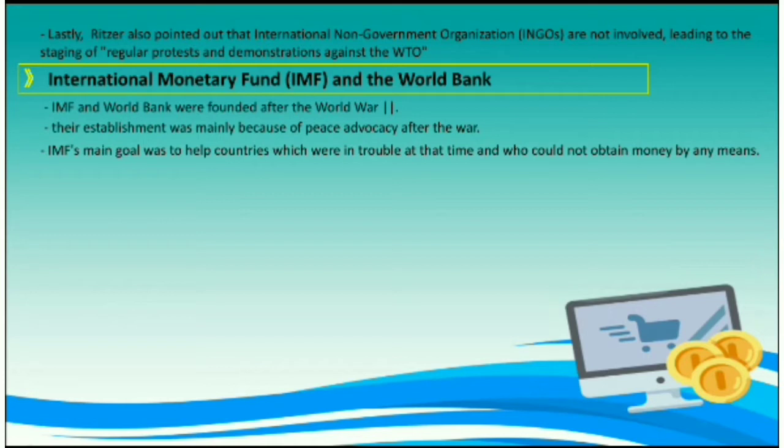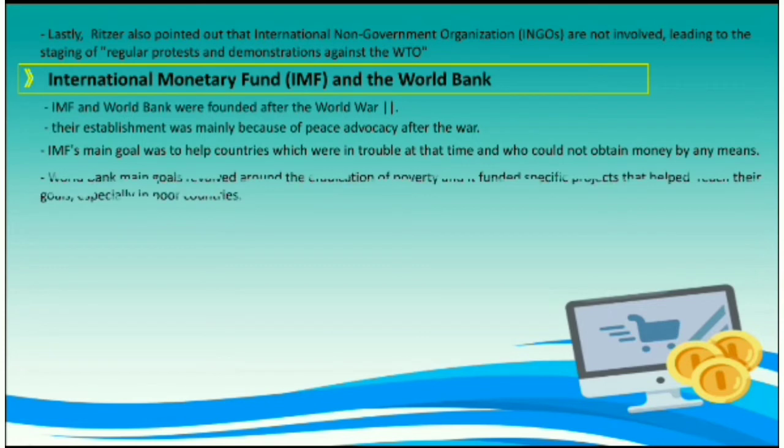Because of the sad World War II, many countries were in trouble because at that time they could not obtain any money to sustain their economy and their daily living. So that is why the IMF's main goal was to help those countries. The World Bank also has main goals, revolving around the eradication of poverty, and it funded specific projects that helped reach their goals, especially in poor countries.